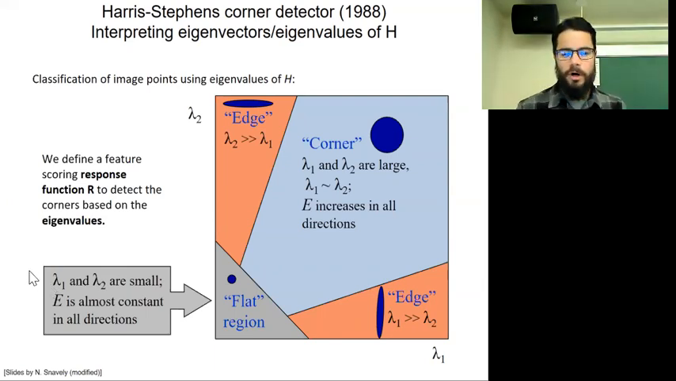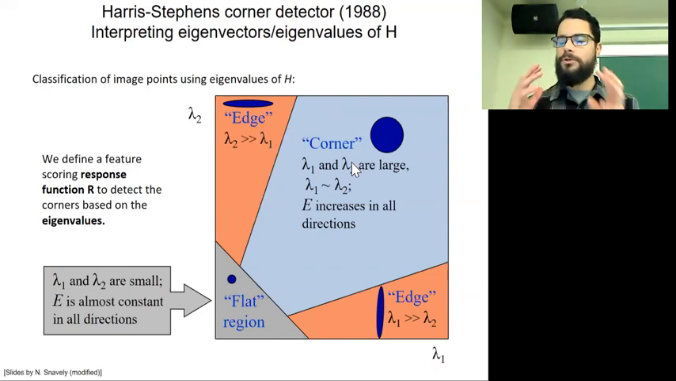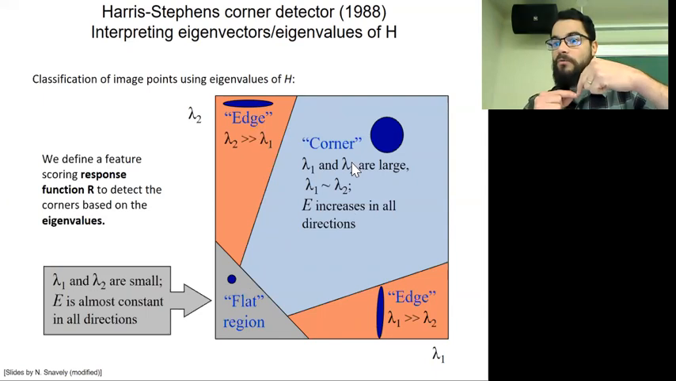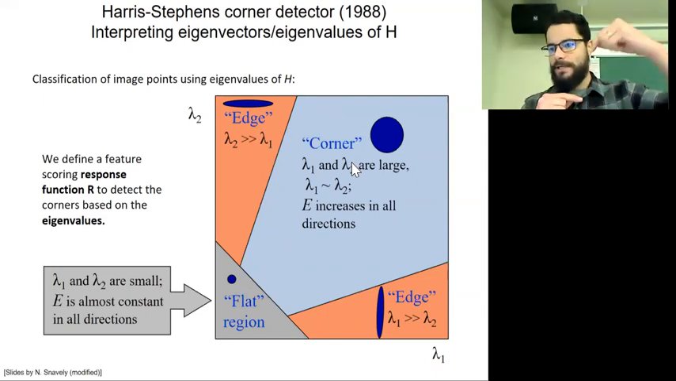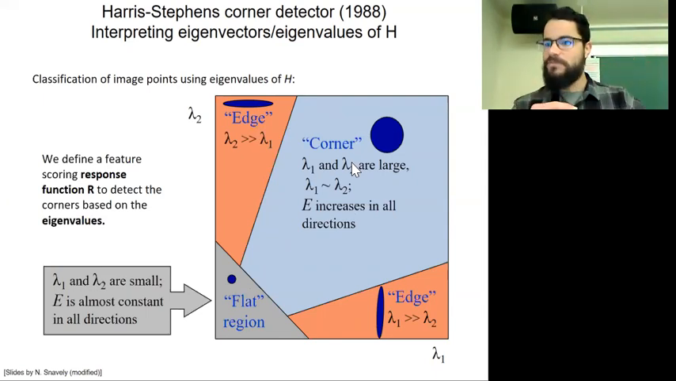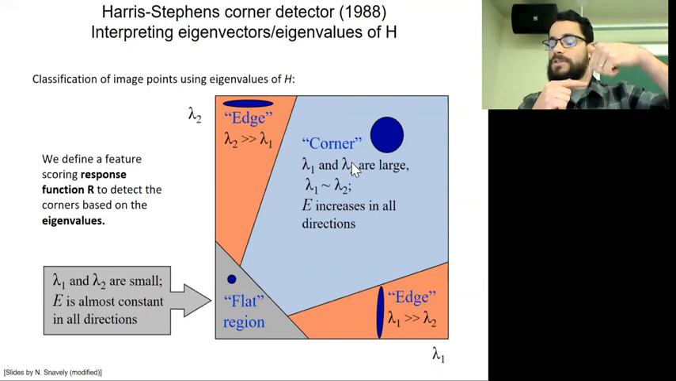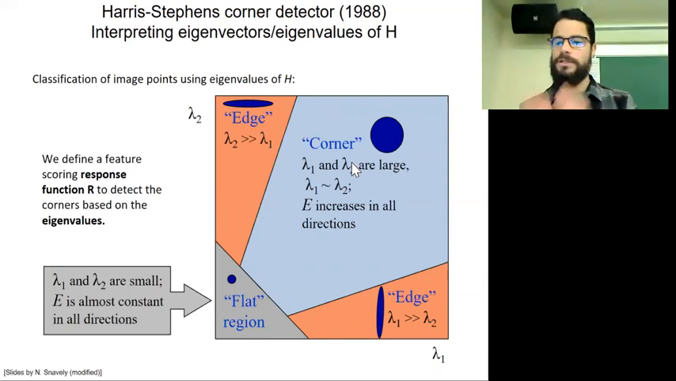So both eigenvalues small, we're talking about a flat region. If one of them is considerably higher than the other, an edge region. And if we have a corner, as we just discussed as well, both of them are going to be large. Why? Because both the minor and the major axes of the ellipse that is fitting the data are going to be considerably big, considerably large.